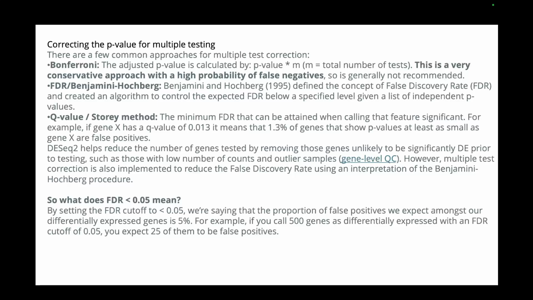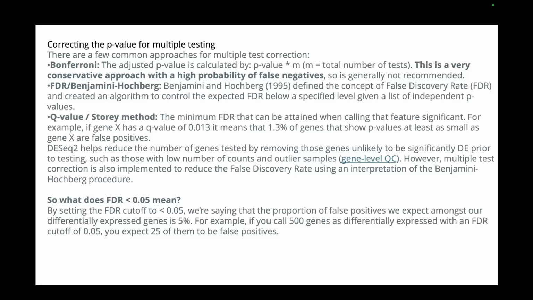However, multiple test correction is also implemented to reduce this false discovery rate using an interpretation of the Benjamini-Hochberg procedure. So if you are given an FDR value of 0.05, what does that actually mean? In the next class, we'll be doing some hands-on with RNA-seq data and analysis. There you'll see that after differential expression analysis, the generated file will have a column of FDR, a column of p-value, adjusted p-value, log fold change and everything.